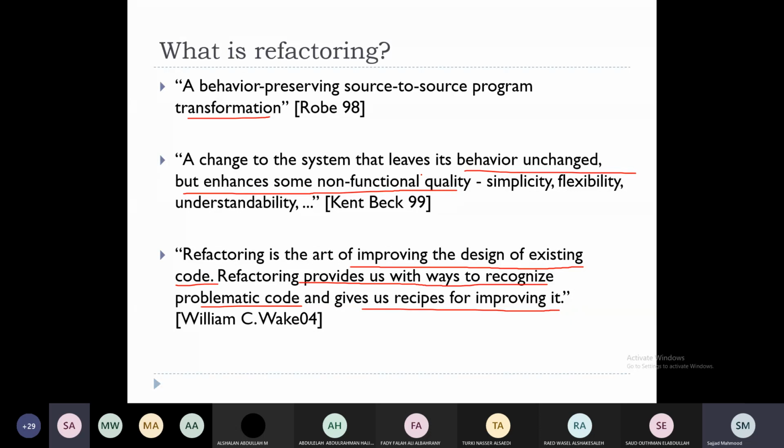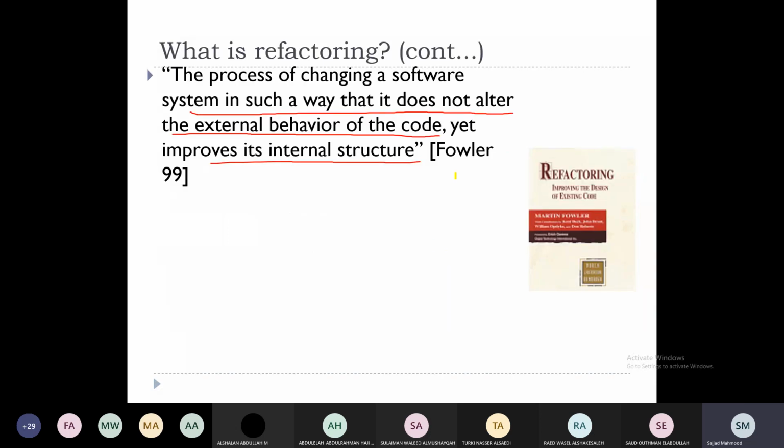The behavior or the functionality of the code stays the same. Exactly. So the behavior, everybody's saying, preserve the behavior. Wakes doesn't really say anything about this, but Martin clearly says, don't alter the behavior of the code. So key to refactoring is that you should not be altering or changing the behavior of the code. All you are allowed to do is change or improve the internal structure of your code.